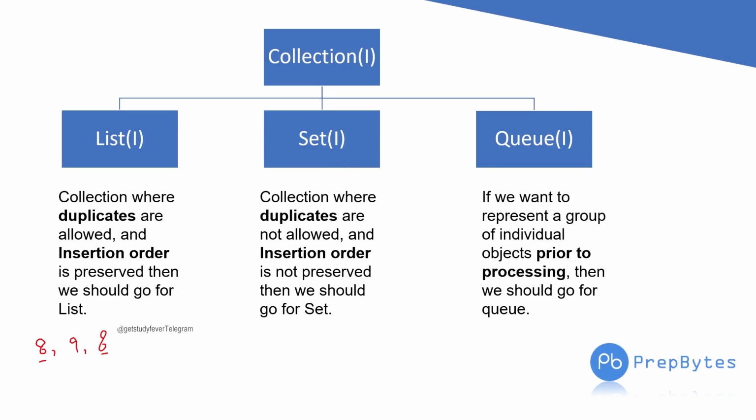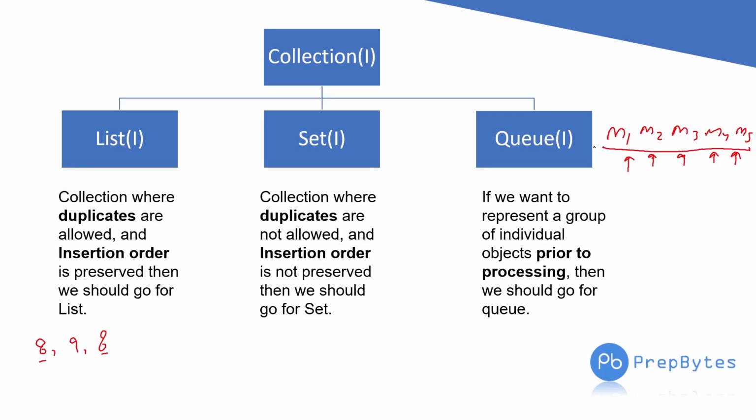And what is queue? Queue is used if we want to represent a group of individual objects prior to processing. Now what is the meaning of prior to processing? Let's see. Here we want to send mails. For example, I am mailing 5 persons. So M1, M2, M3, M4, M5 are the mail IDs of the 5 people that I am mailing to. Mailing is my process. Prior to the process of mailing, I am creating a queue.